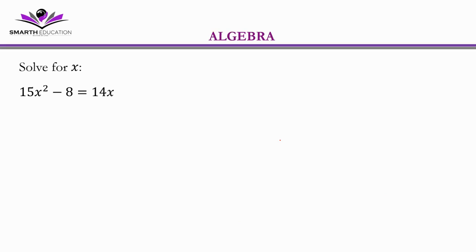Solve for x, and we're given a quadratic equation. We have to write our equation in standard form before we factorize. So this is 15x squared minus 14x after transposing, or subtracting 14x from both sides of the equation, and then minus 8 is equal to 0. So this is the standard form. The equation should be in this form before you do anything: ax squared plus bx plus c is equal to 0.